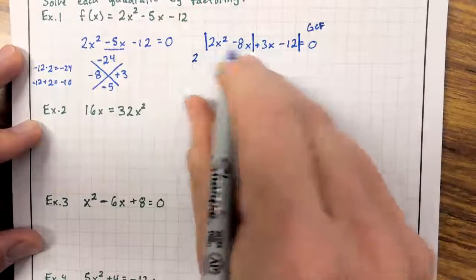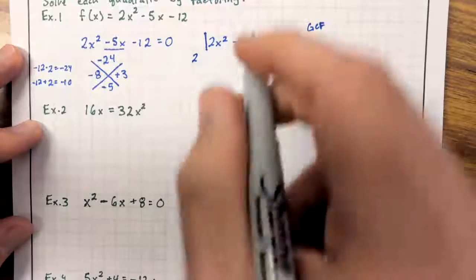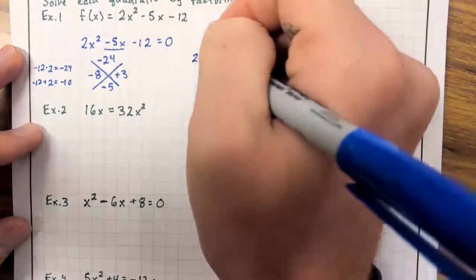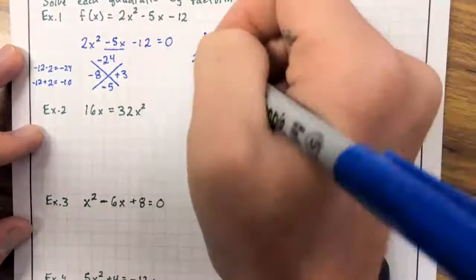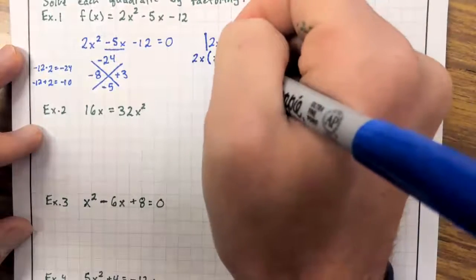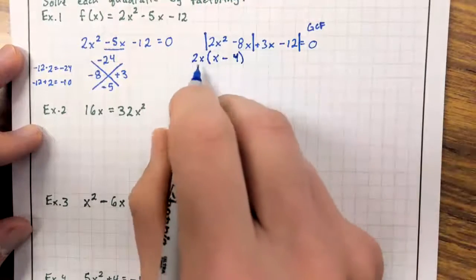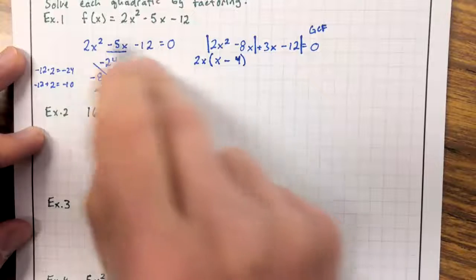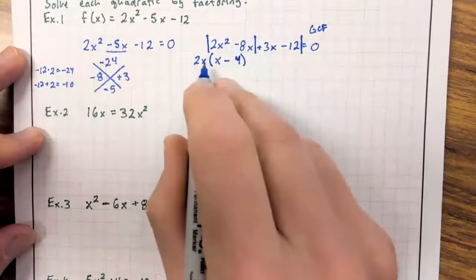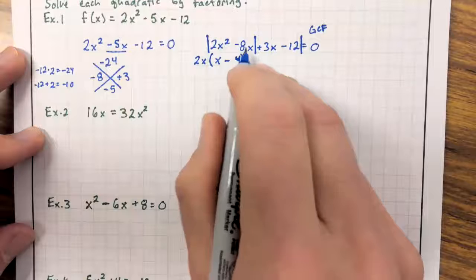Each one of these terms also has at least one x value or x variable, so I'm going to pull one of those out as well. Left inside of this group, I'm going to have x minus 4. Now the goal is you have to be able to multiply to get back to where you were. We always want to get back to this equation without changing values. So 2x times x is 2x squared, 2x times negative 4 is negative 8x.